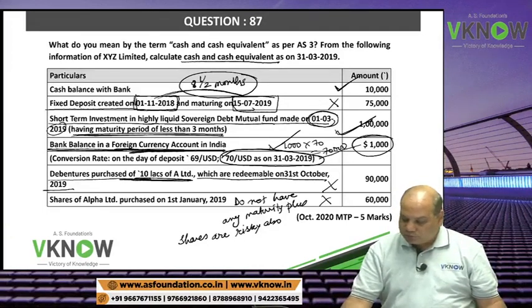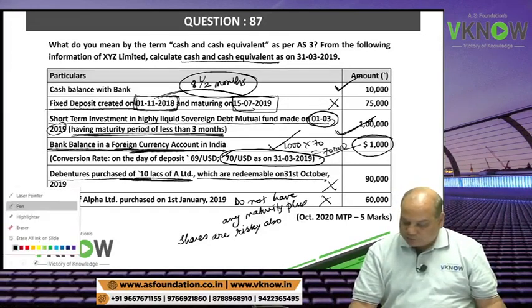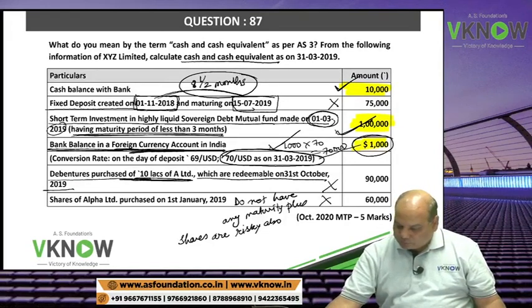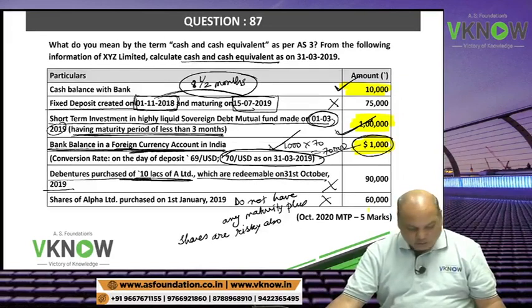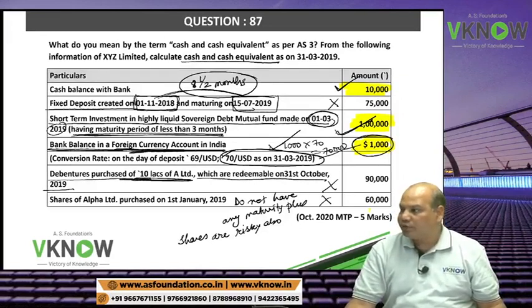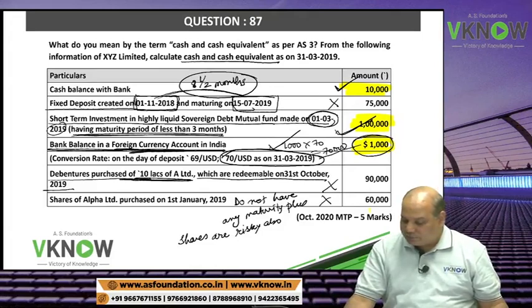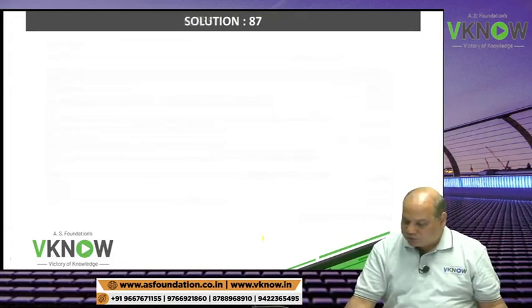So what I will do, I will only consider following items: cash balance, short term investment in mutual fund, balance with foreign bank, and yes, these are the only 3 items which will form part of cash and cash equivalent. So Jan is right. One student gave the right answer. Other student did not give any answer.